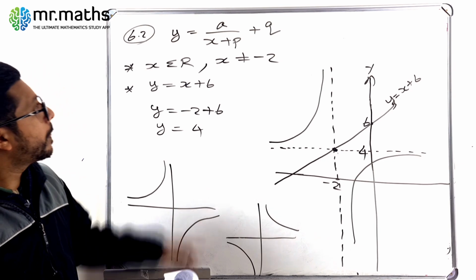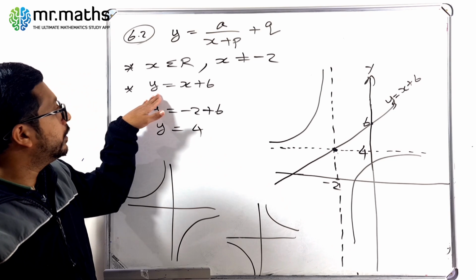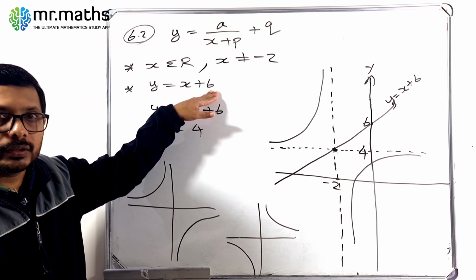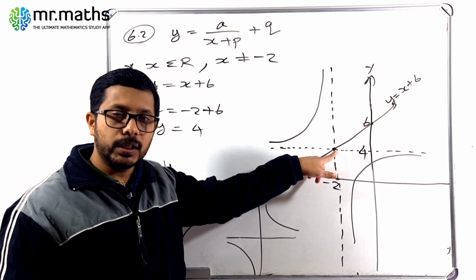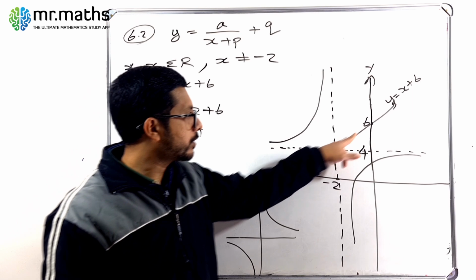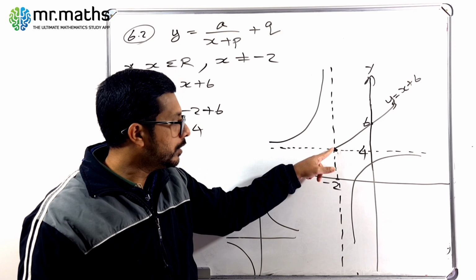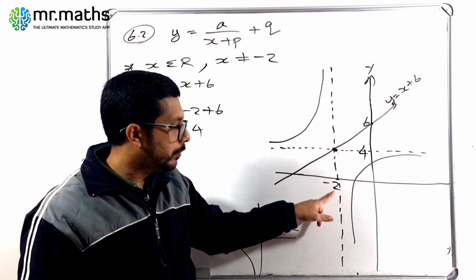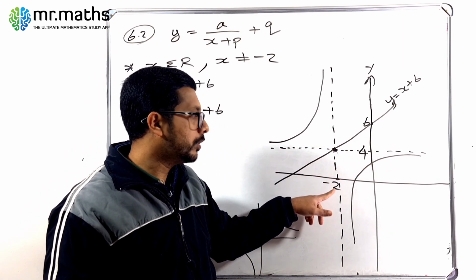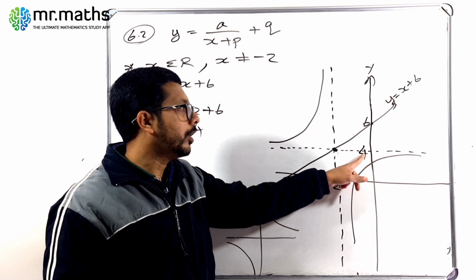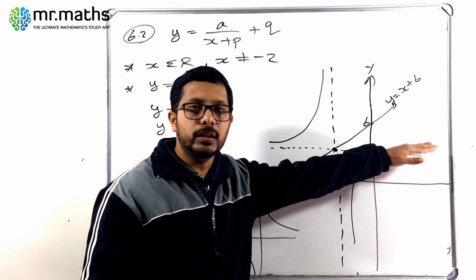So just listen once more. X not equal to -2 means that is a vertical asymptote, and this is the equation of the axis of symmetry. So try to understand, the axis of symmetry always passes through the midpoint of the asymptotes. The equation of this axis of symmetry is given as y is equal to x plus 6. So the y-intercept is 6, and at this point what is the x value? We know it is -2. So how can you find the y value of that point? You substitute that x value in the equation. So the y value is 4, and it is also given that it is an increasing function.